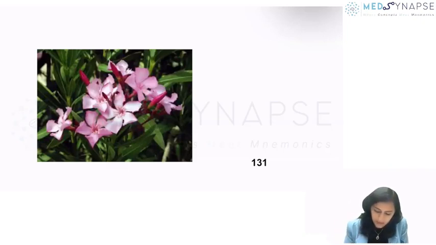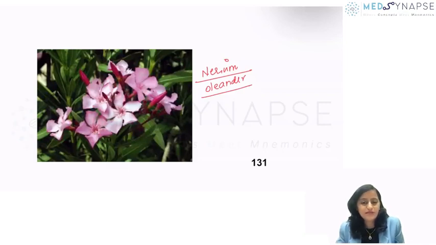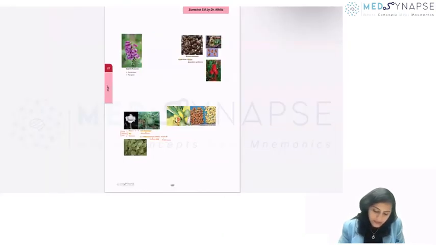Yes, very good. This plant here is Nerium, right? Nerium, oleander. Okay, red oleander, yellow oleander is what we have. Nerium. What kind of poison is this? Oleander. This is also a cardiac poison. Okay, this is also a cardiac poison. Okay. Going to next one.